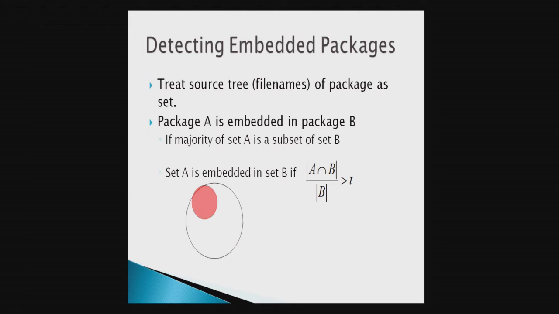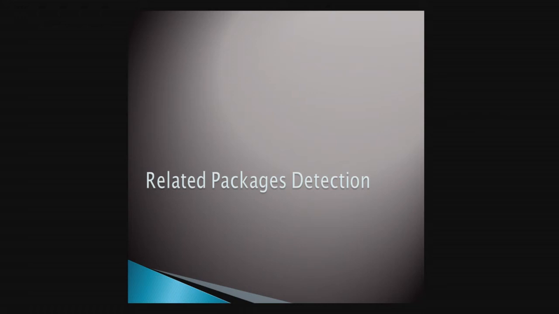So that's the first approach. It's a simple approach based on file names treated as sets, and you can determine if a package is embedded in another package. And mind you, we have to remember that things like Debian Linux, this is all manually tracked. They don't have an automated system at the moment where they're automatically discovering embedded packages. So there is use for it.